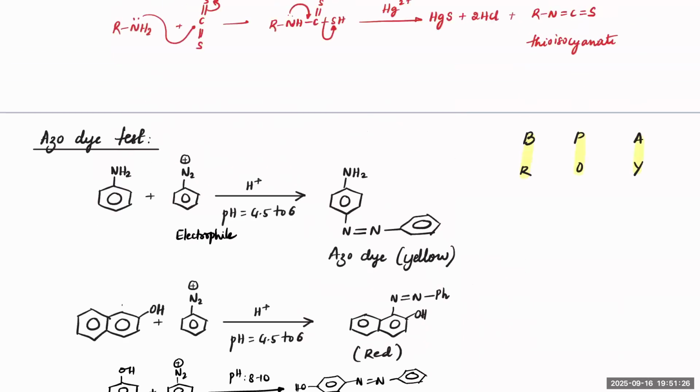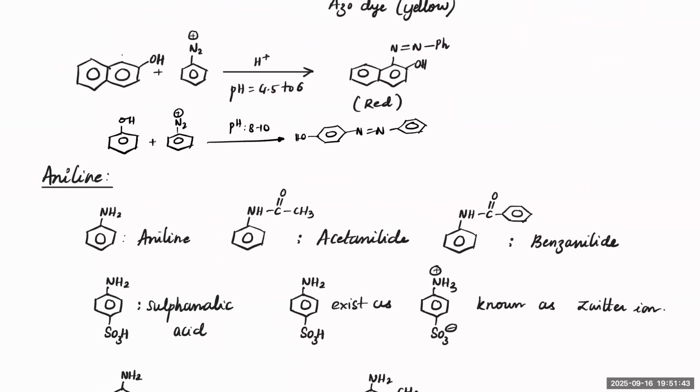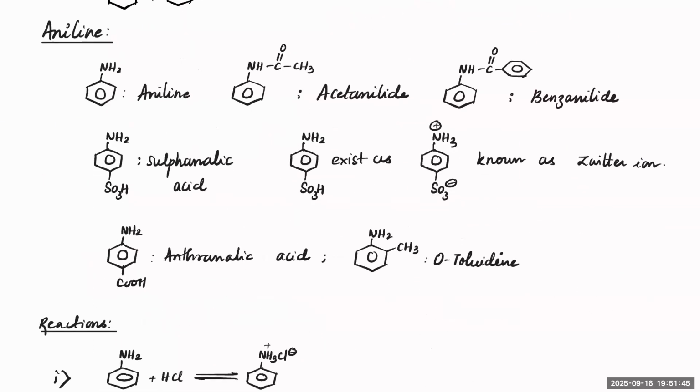Clear? And I told you this before also, BPA ROI. So this is red, orange, yellow: beta naphthol, phenol, and aniline. Okay, understood?